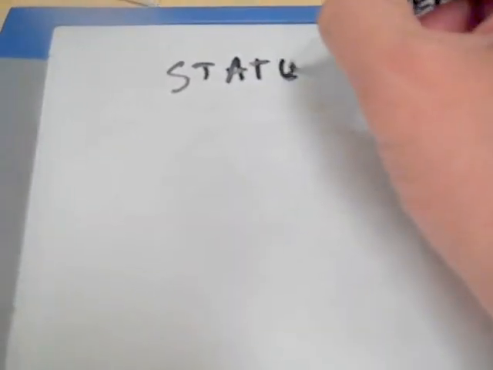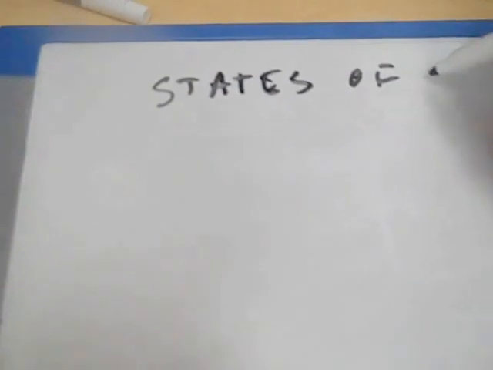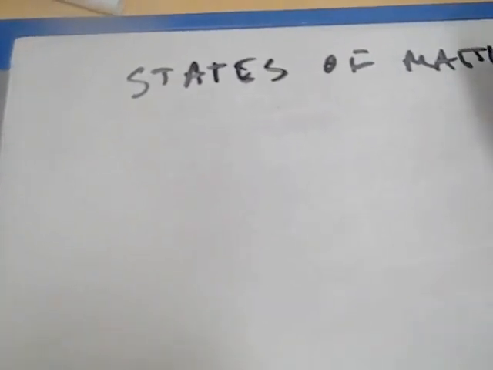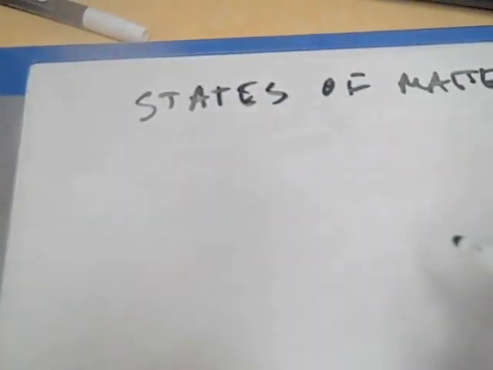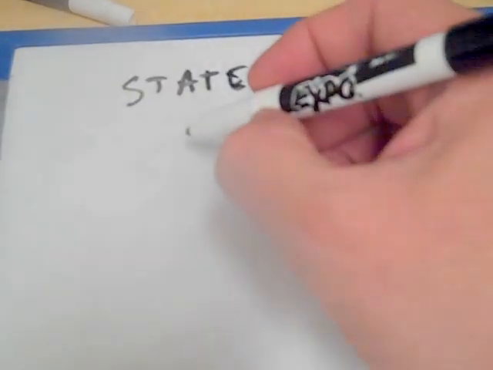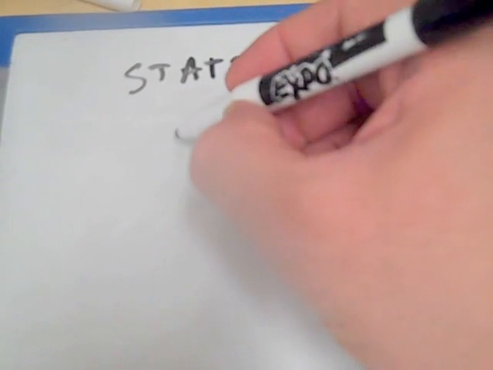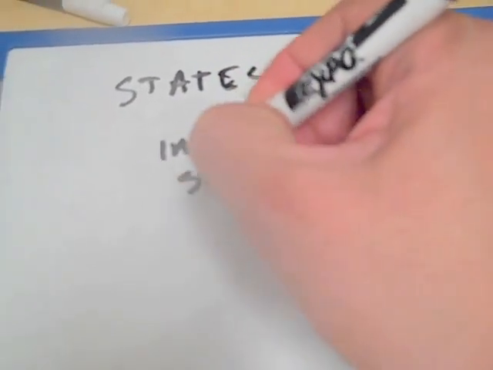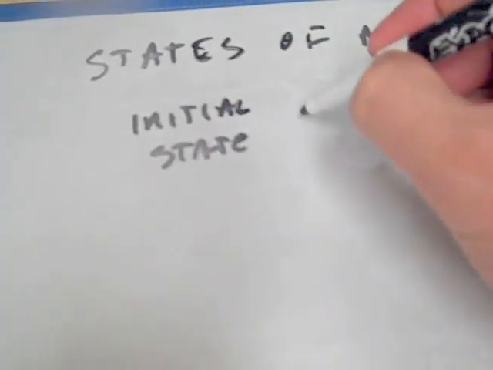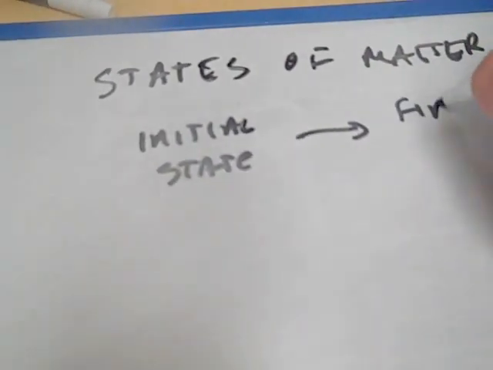Hello, so continuing on with our Chem 1010 lecture, we are in the chapter where we're talking about the states of matter. Okay, and specifically, we're looking at changes between two states. So this could be like an initial state to a final state.